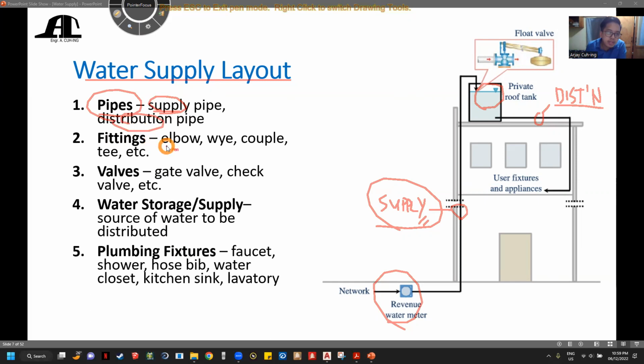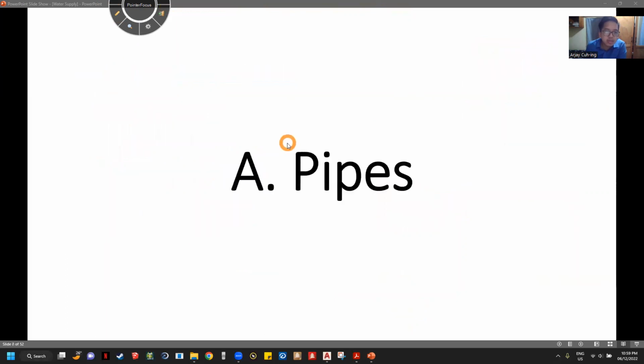Okay? For the fittings class, we have the following: elbow, Y, couple, etc. Pero ang sikat dito class, since we are only involving water, technically, we only use the 90-degree elbows tapos the T's. Okay? Regarding valves class, ang sikat naman dito class, we have the gate valve and the check valve. Okay? So, syempre class, water storage in the form of the water tank. Fixtures class, we have the fixtures that need water supply. So, faucet, shower, hose bib, yung water closet, kitchen sink, and the lavatory. Okay? For detailed explanation class, we move on.